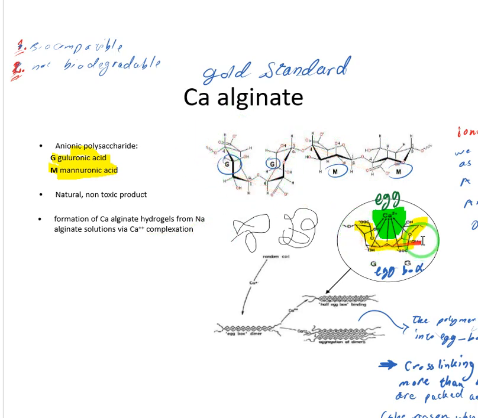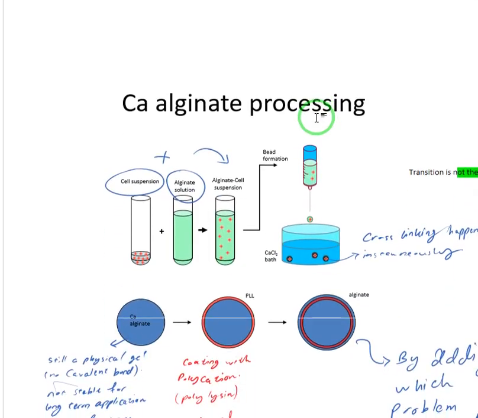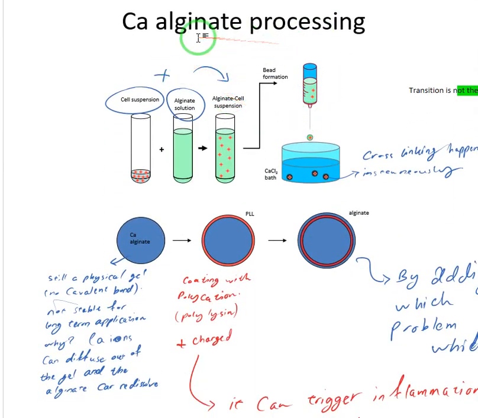You see here we have the egg boxes. This is the self-assembly of the polysaccharides of alginate, and you can consider the calcium as the egg which is inside that. Let's see the mechanism in which the calcium alginate is formed. Just consider we have a suspension of the cells, and here we have the polysaccharides, and we mix them together. We know that if we introduce the calcium, the alginate will self-assemble into the gel form.